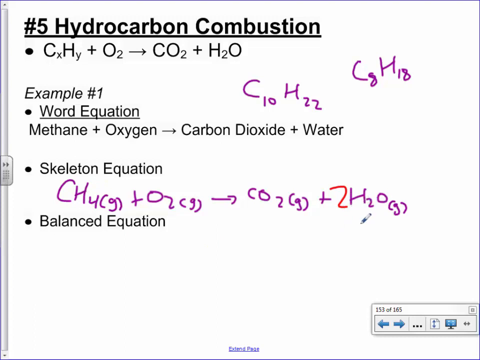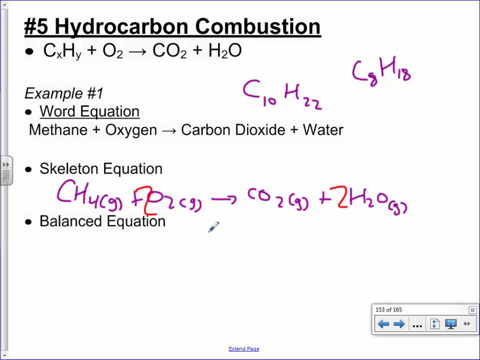Yeah. The only thing left is oxygen. Just make sure you're careful, though. You have oxygen in more than one place. Here's 2 oxygens, and there's 2 more. So you have 4. What number do you have to put here to make it so you get 4? Good job, 2. Now we're done.